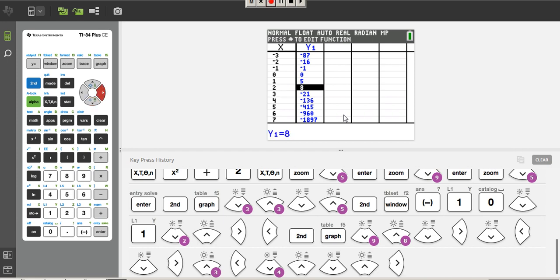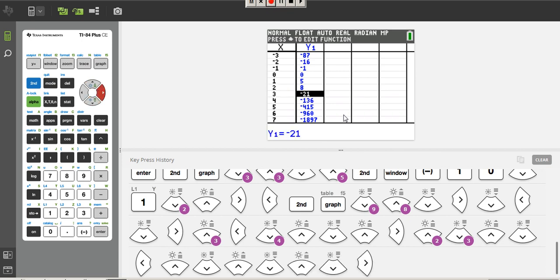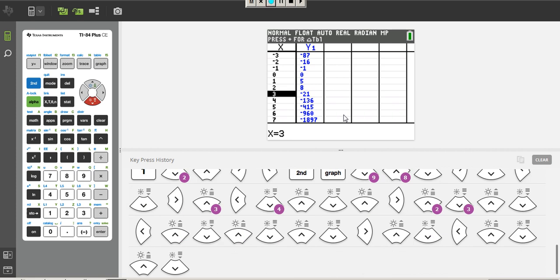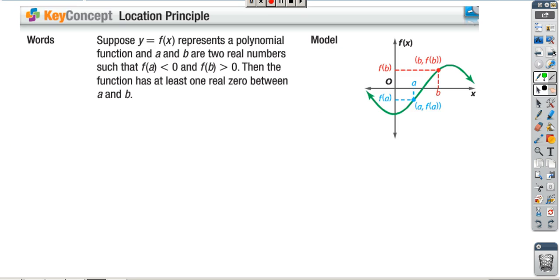So if you look at this y column that's highlighted in black, notice that I'm at 0, I'm at positive 5, positive 8, and then suddenly I'm in the negative. So if I cross from positive 8 to negative 21, what must have happened? I must have crossed 0. And so the location principle says we can locate the fact that there's a 0 somewhere between 2 and 3. I don't know the exact value, but because I crossed from positive 8 to negative 21, I must have done that somewhere between 2 and 3. So there must be a 0 somewhere between 2 and 3. That's what the location principle says.